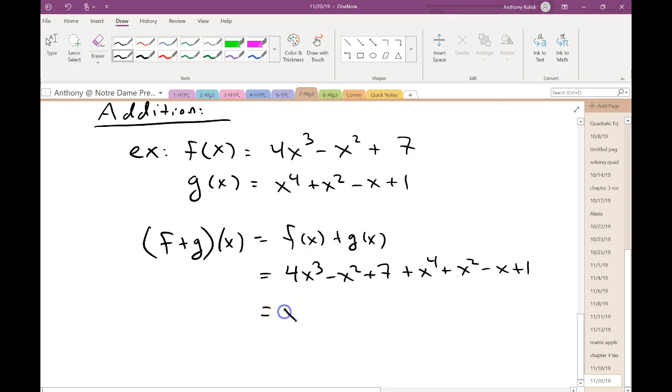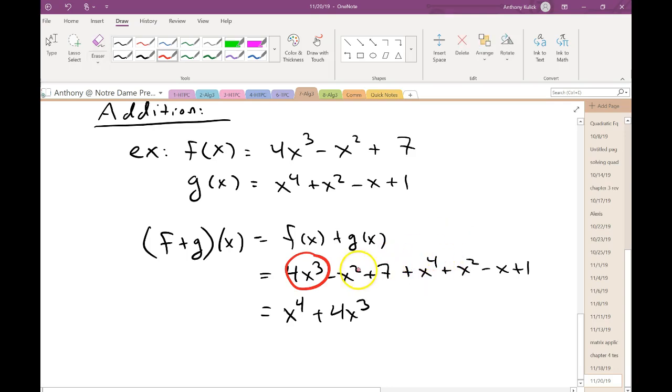X to the fourth, right? So we got that one. Then what? 4x to the third, okay? Notice we did that because neither of those had anything to combine, right? Okay, now what?